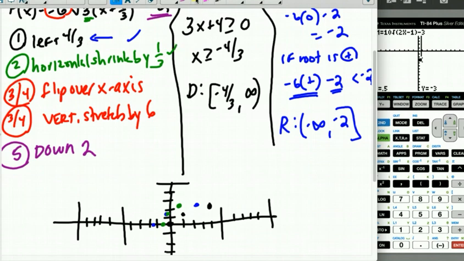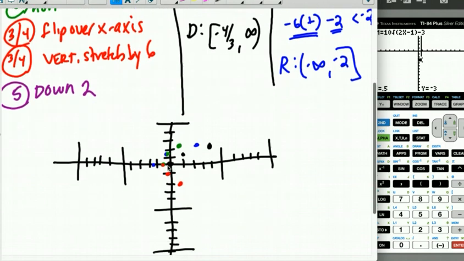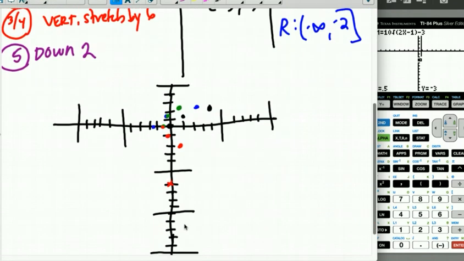Now we need to flip over the x-axis. So anything on the x-axis will stay on the x-axis, above will become below, right? And that was supposed to be 2, and so that'll be 2 below, okay? And then a vertical stretch by 6 is going to mean that we multiply the y value by 6. So this y value is 0, it stays the same. This y value is -1, it will become a -6. And this y value was a -2, so it will become a -12.